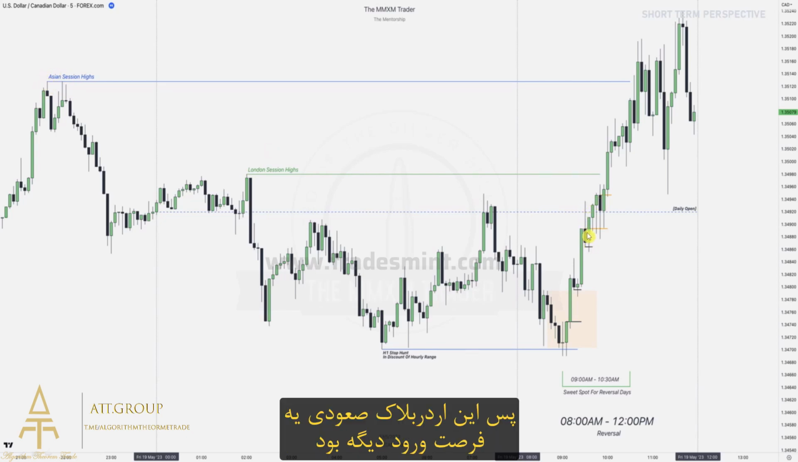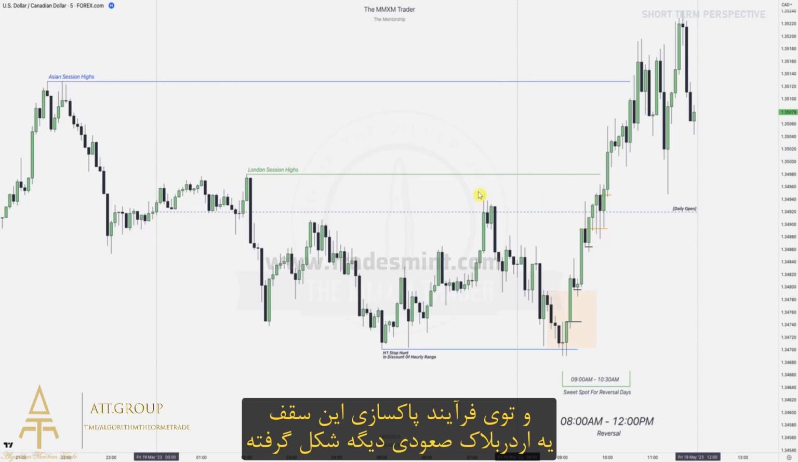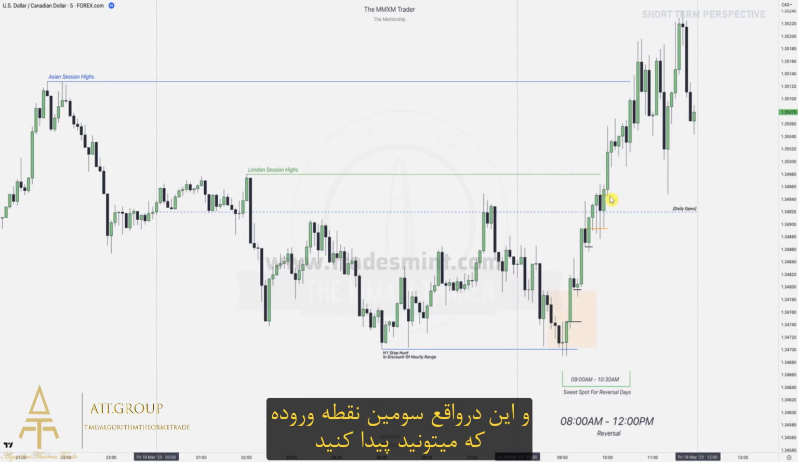So this bullish order block was another opportunity to get in, and in the process of taking out this high, we form another bullish order block, and that is actually the third entry you can find to continue up higher into the Asian session highs.